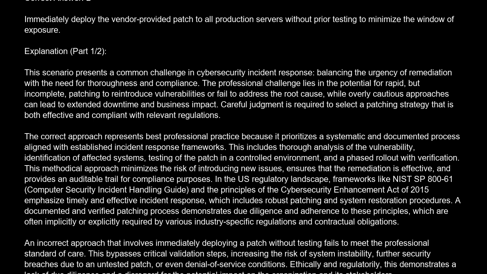trail for compliance purposes. In the U.S. regulatory landscape, frameworks like NIST SP 800-61, Computer Security Incident Handling Guide, and the principles of the Cybersecurity Enhancement Act of 2015 emphasize timely and effective incident response, which includes robust patching and system restoration procedures. A documented and verified patching process demonstrates due diligence and adherence to these principles, which are often implicitly or explicitly required by various industry-specific regulations and contractual obligations.